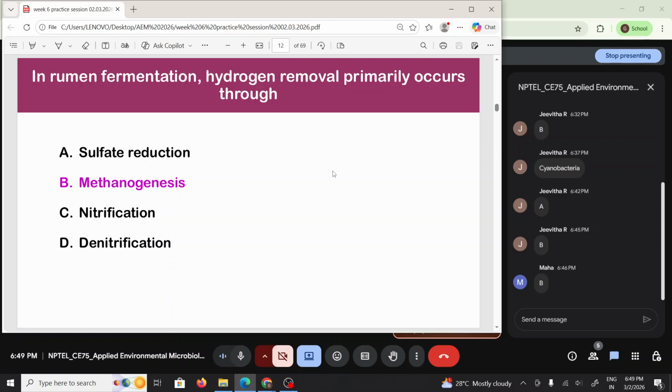There can be sulfate reduction, nitrification, denitrification, and all, but the role is very, very limited. The predominant or the primary pathway for hydrogen removal is methanogenesis, and the reason for hydrogen removal is a higher amount of partial pressure or the concentration of hydrogen in the system will further inhibit the fermentation process.